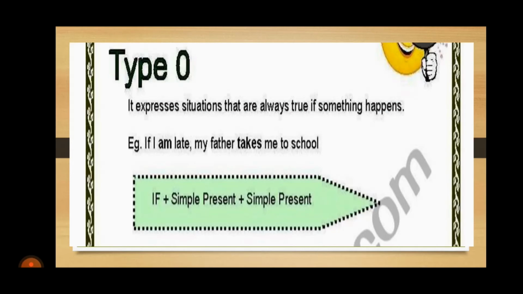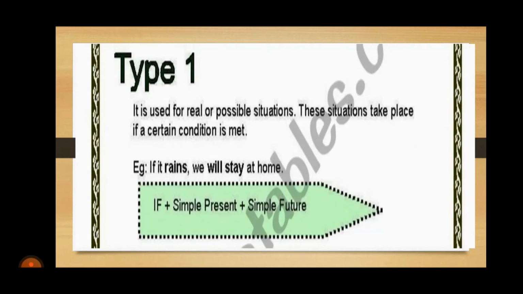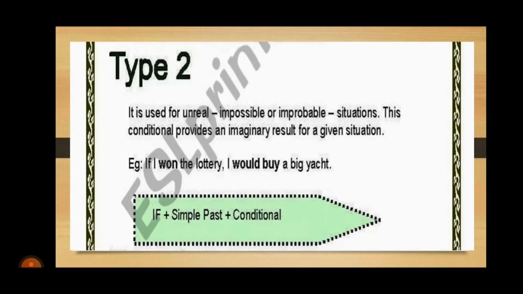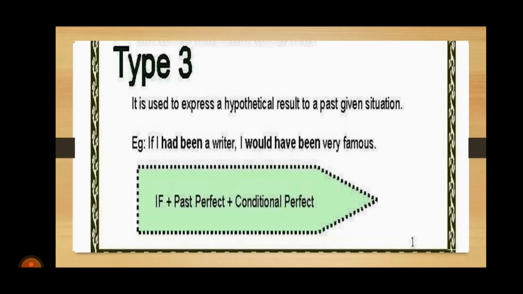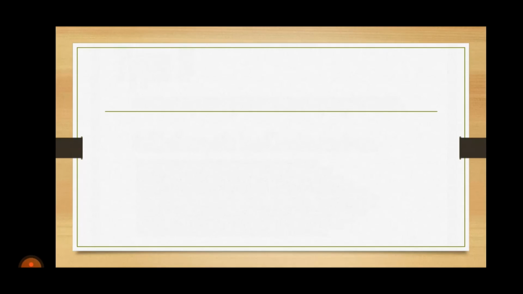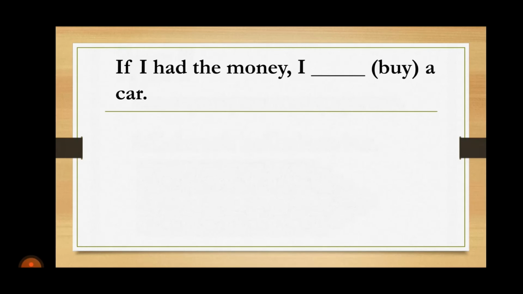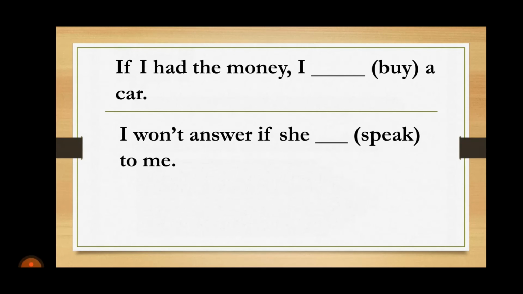Okay. And type 0, the pattern given is if plus simple present plus simple present. Type 1, the pattern is if plus simple present plus simple future. Type 2, if plus simple past plus conditional, that is would plus verb, you can write. And for type 3, if plus past perfect plus conditional perfect, that is would have been. Okay, so likewise you can try, my dear students. If I had the money, I would buy a car. I won't answer if she speaks to me.